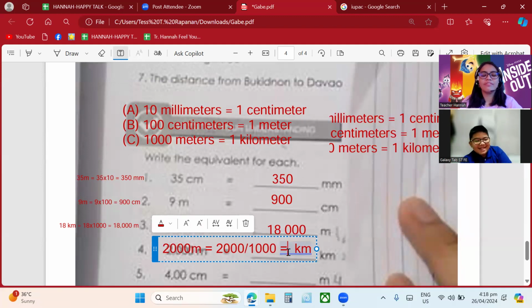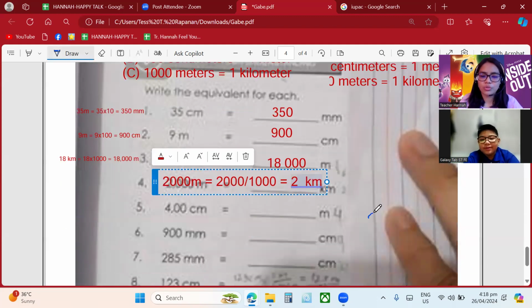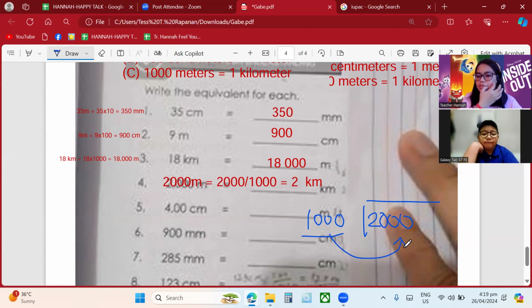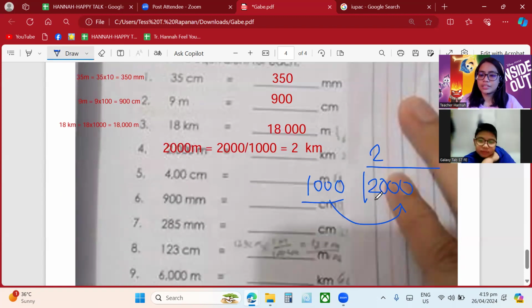You only have 2. Oh, how did we get 2? Let's divide 2,000 into 1,000. How many 1,000 can you get in 2,000? 2. Oh, 2 times 1,000 is 2,000. We have 0. The answer is 2. Okay?